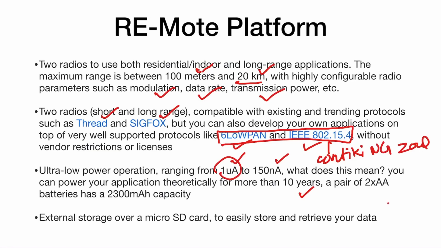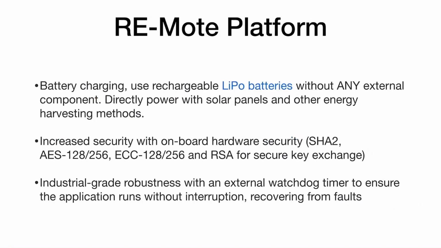We can see that these batteries are used in a TV remote controller. There are 2 batteries being used in it. So this is the way we use it. Next, external storage over a micro SD card to easily store and retrieve your data.